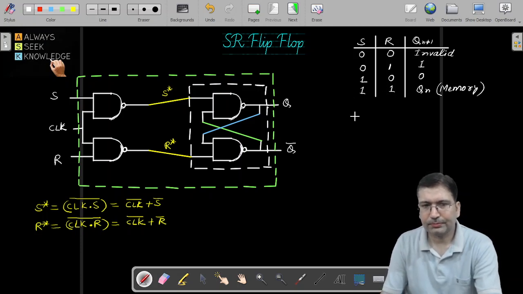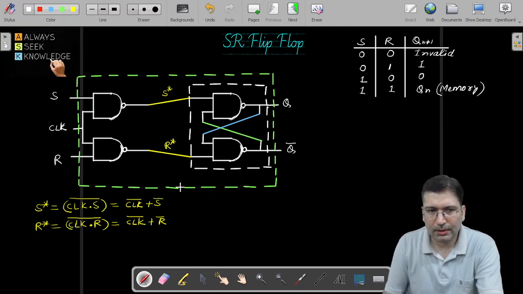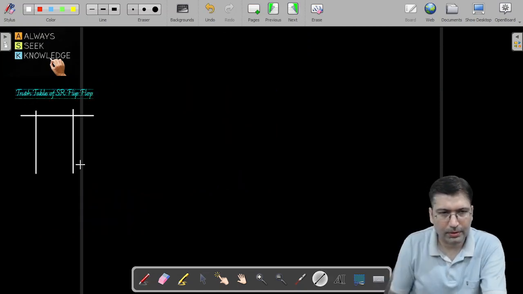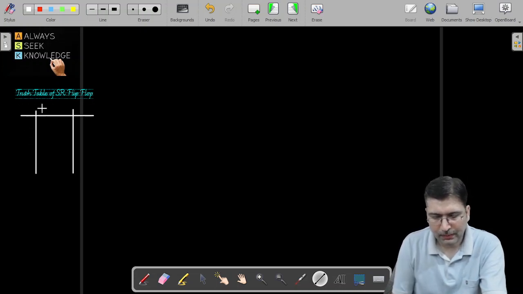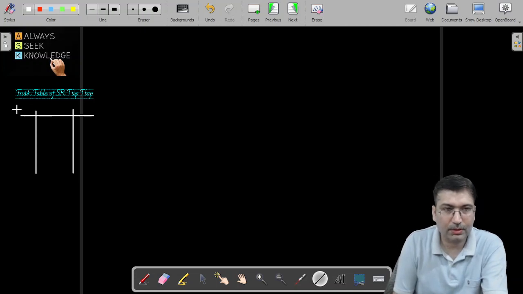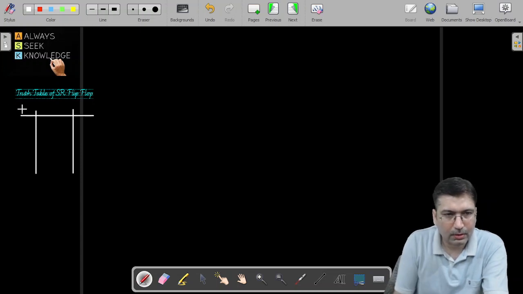So that is there. Now if we want to draw the truth table for this SR flip-flop, so in order to draw this truth table, let's draw it. Okay, so in the truth table of SR flip-flop, the major role is of clock. So let's say I'm writing here clock. Based on the clock, the circuit gets activated.